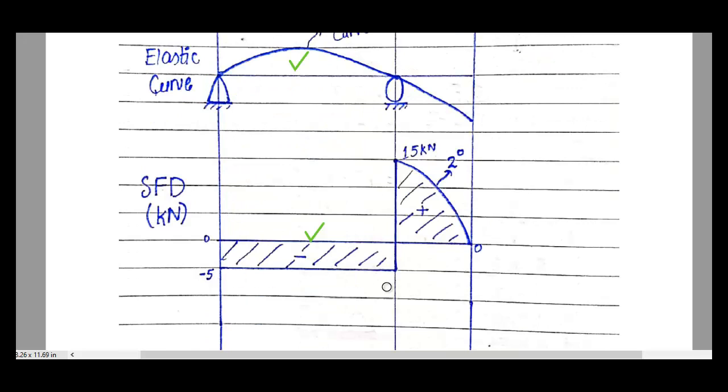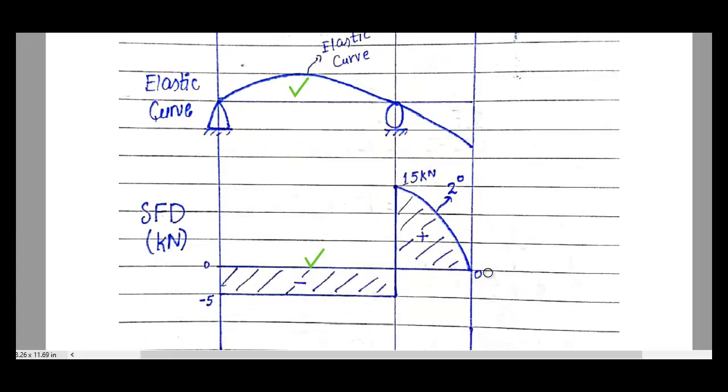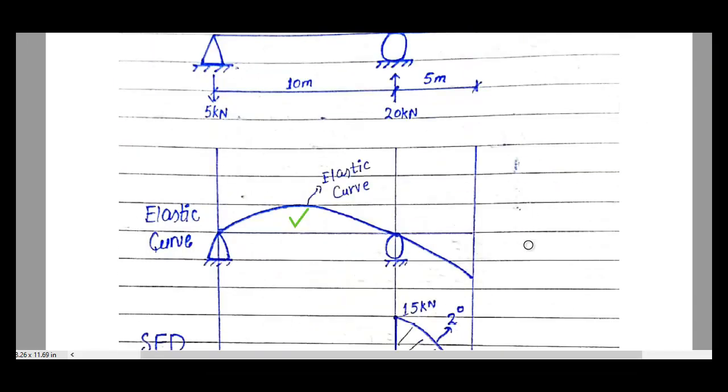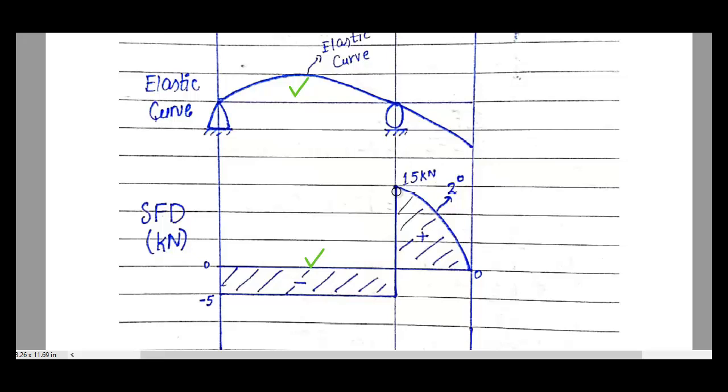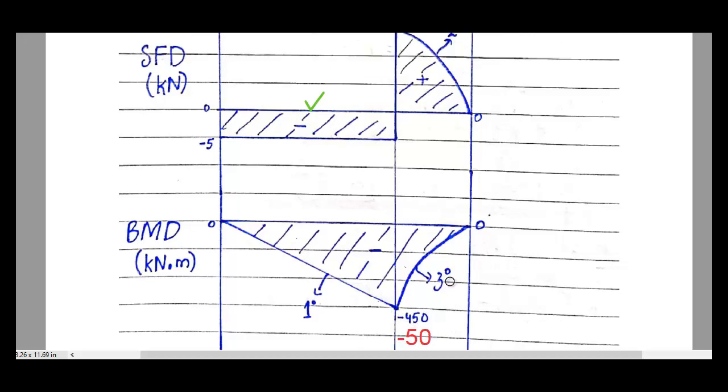So we have negative shear in this part, and then this 20 brings it to 15, and the magnitude of applied load is increasing, so the slope of shear force diagram should also be increasing. This diagram is correct, and the bending moment diagram should be first degree, and this ordinate is not minus 450, it is minus 50. In the calculations it is calculated correctly, but this is just a mistake while writing it down here. So minus 50 is the correct value.